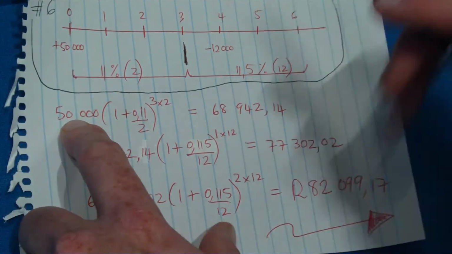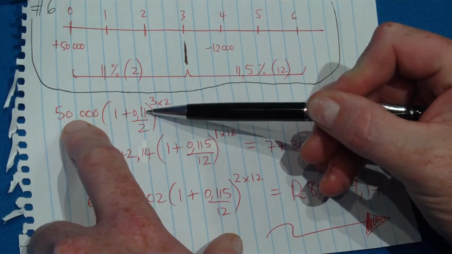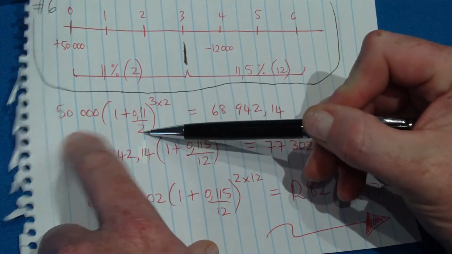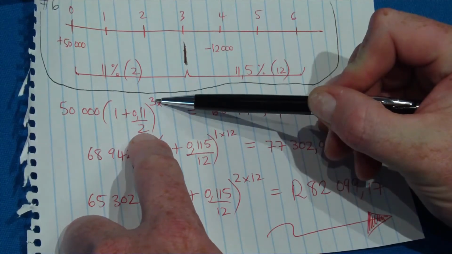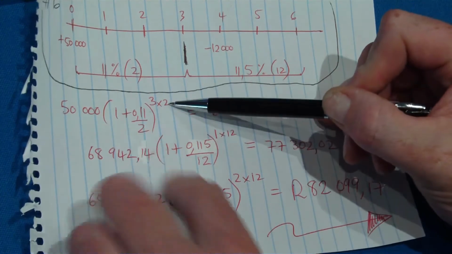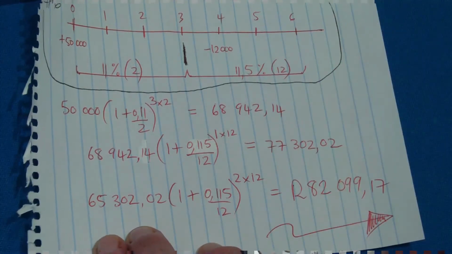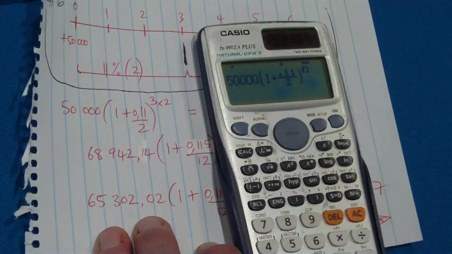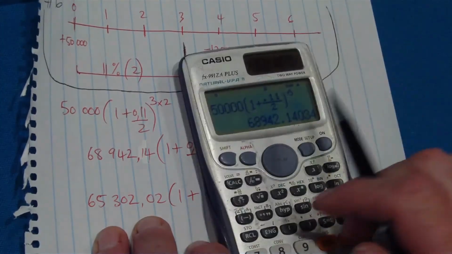So 50,000 went in, 11%, I already divided by 100, compounded semi-annually, so there's my 2 underneath. How long was it in for? For 3 years. And don't forget to always times by the denominator there. So it's going to be 3 times 2, so it's a 6 up there. So you stick it on your calculator and you get that number. 6 equals. 68,942.